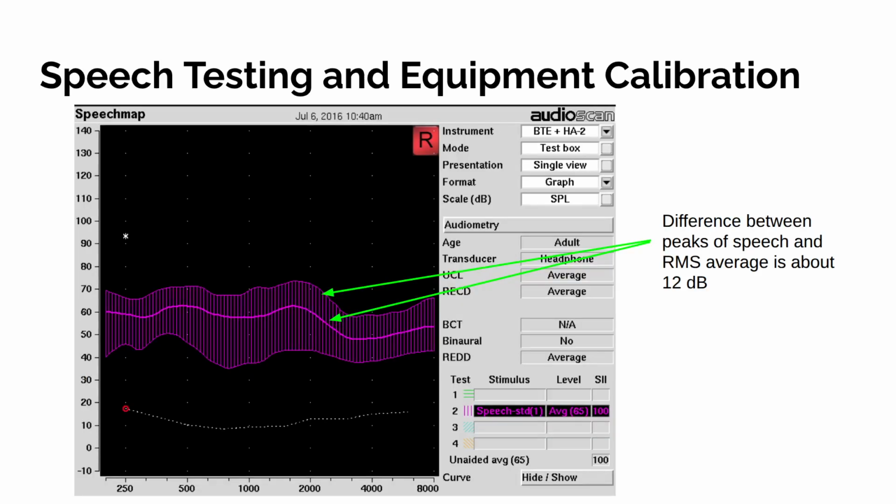So again, the 12.5 dB came from the difference in amplitude between the average level of speech, the RMS average, and the peaks of speech, which is about 12 dB. So the 12.5 dB correction factor for speech comes from the difference in speech average versus speech peaks. That's just illustration, and the speech map here is just to show you the difference in amplitude between average speech and speech peaks.